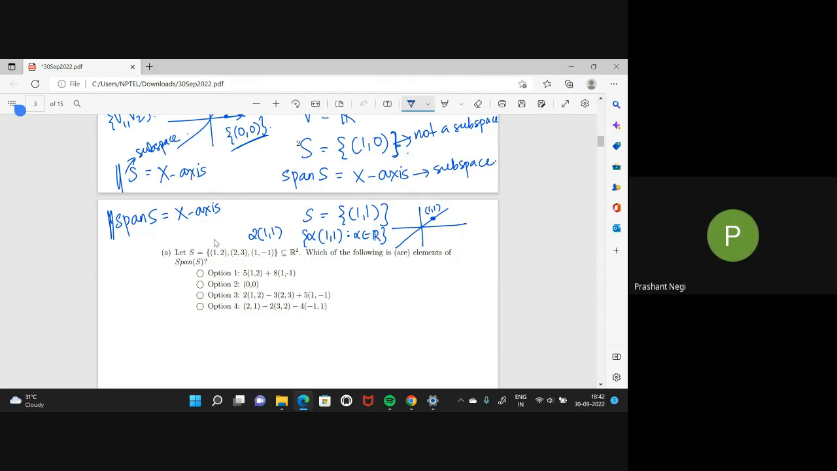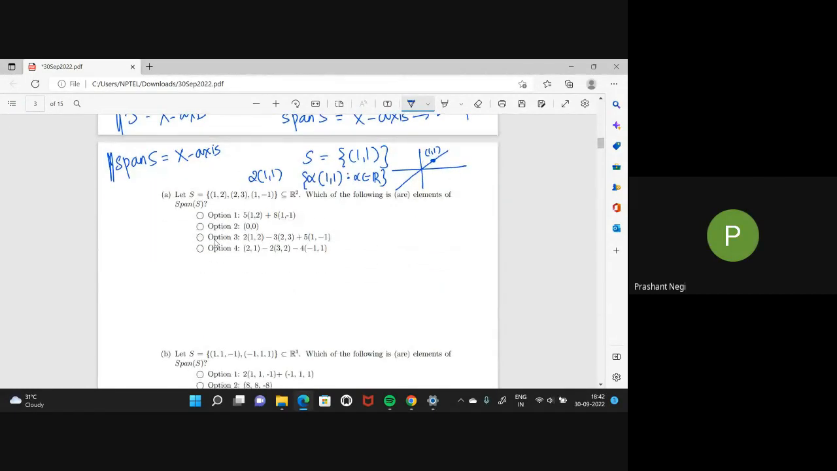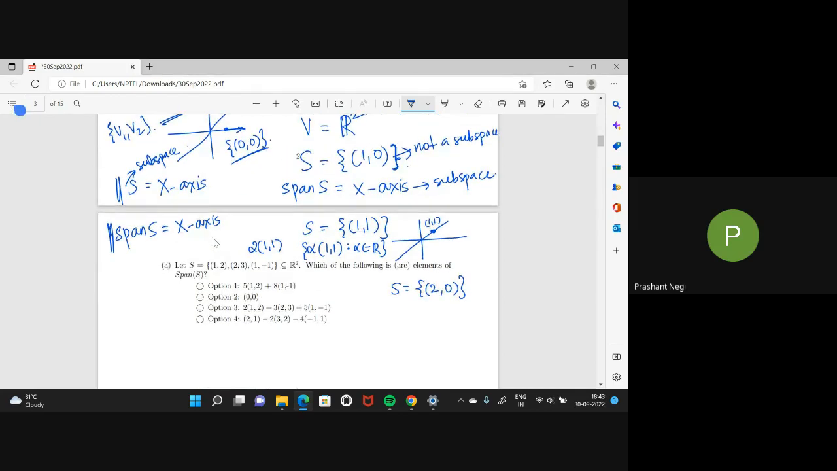Ma'am, but what is the span of (1, 0)? The x-axis, no? Exactly, it's alpha times (1, 0). Then ma'am, (2, 0) is also in the span of (1, 0). Yes. Then why is it not a subspace? No. Is S a subspace? That is the question. The span of S is always a subspace.